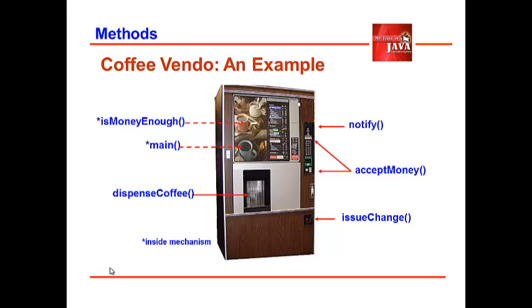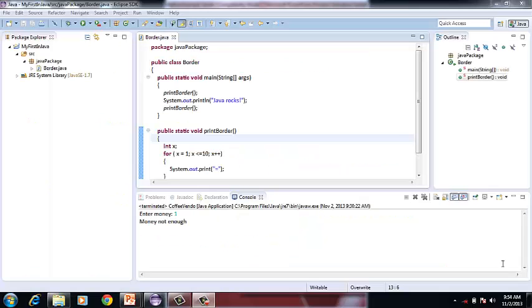There are mechanisms that are not visible inside the vendo machine. We will consider main as the central control which handles the overall operations of the machine. Is money enough is a sensor which determines if payment is enough. Now let's create the program Coffee Vendo.